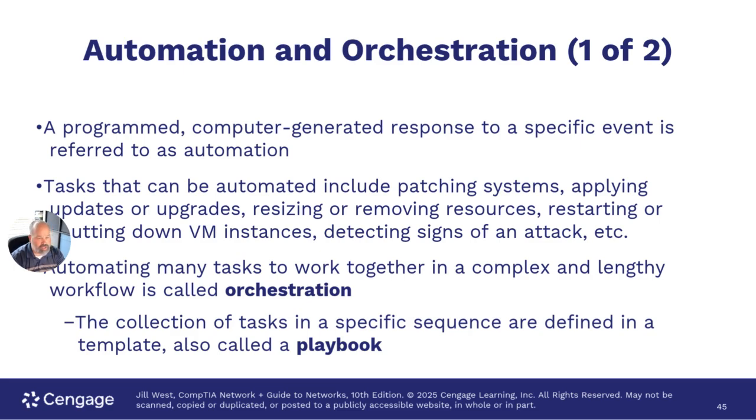Automation and orchestration. Automation's like having a really reliable robot assistant. It's a programmed response to specific events, like automatically patching systems, applying updates, resizing resources, or detecting attacks. Orchestration takes automation to the next level by coordinating many tasks in complex workflows. Think of automation as teaching your robot to make coffee, while orchestration is teaching it to run an entire cafe. The collection of tasks is defined in templates or playbooks, like detailed instruction manuals for your digital workforce.